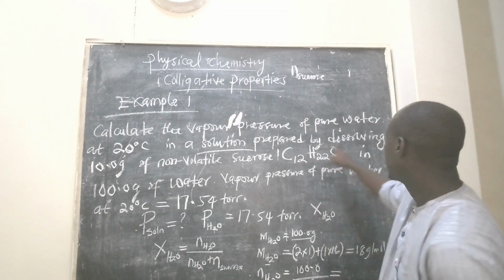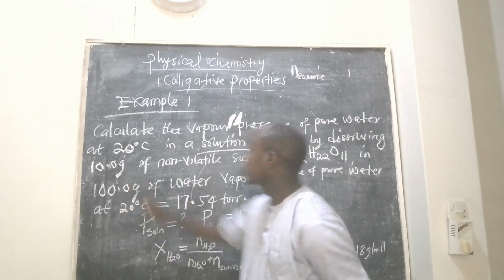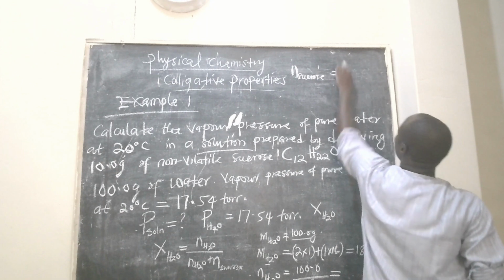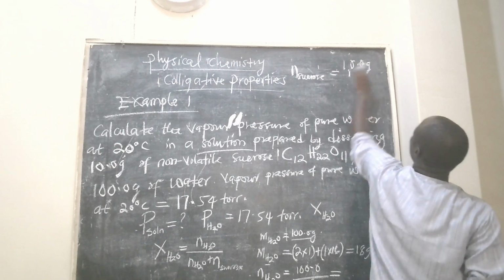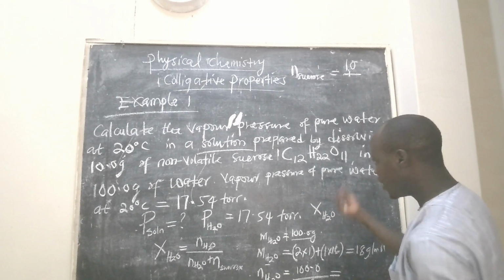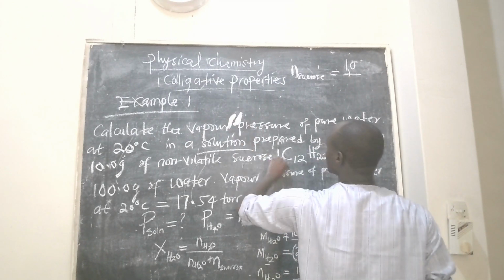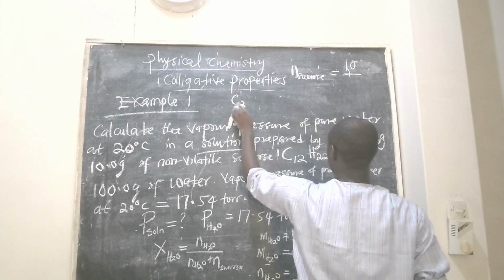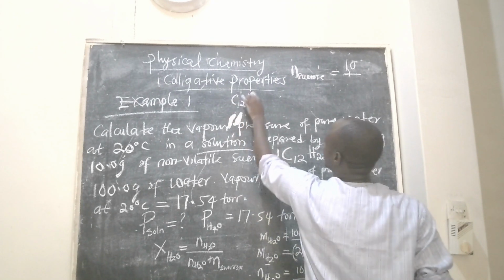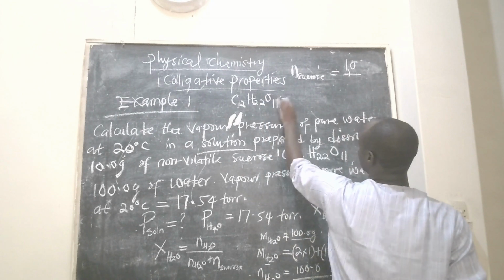And of course, the mass of non-volatile sucrose is 10.0 grams. We now have 10 divided by the molar mass of sucrose. And of course, the chemical formula for sucrose is C12H22O11. So I think it's simple.